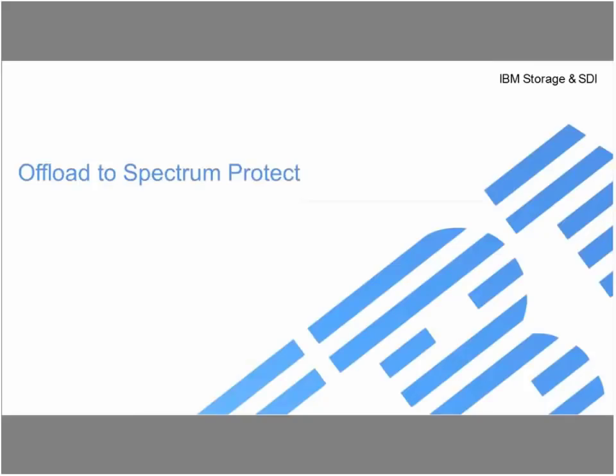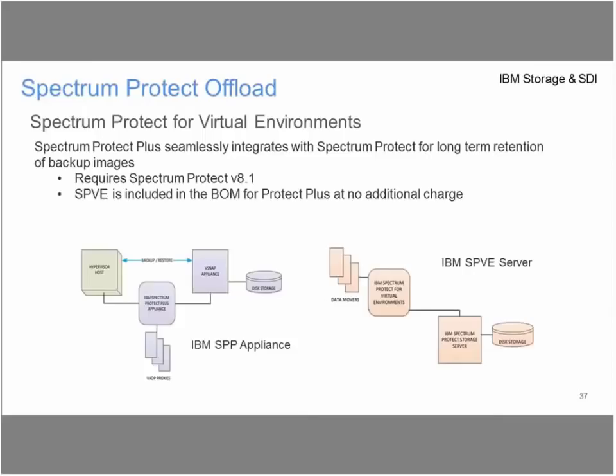So, the offload to Spectrum Protect. Let's talk a little bit about what that means and the process that we're using in order to perform that offload. At this point, you're going to have essentially two environments. You're going to have a Spectrum Protect PLUS environment, and you're going to have a Spectrum Protect environment. Spectrum Protect PLUS is going to seamlessly integrate with Spectrum Protect for long-term retention and archiving of backup images.